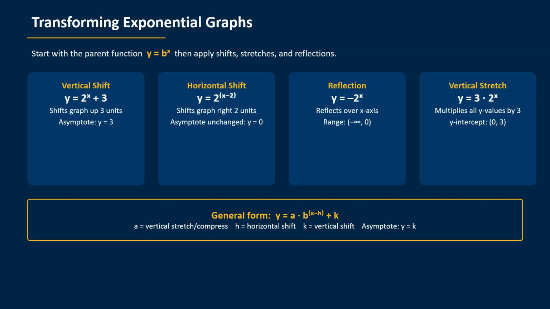A vertical stretch, such as f of x equals 3 times 2 to the x, makes the graph grow faster by multiplying every output by 3. The y-intercept moves from 1 to 3, but the horizontal asymptote remains at y equals 0. The general form combining all transformations is f of x equals a times b to the quantity x minus h plus k. Here, a controls vertical stretch and reflection, h controls horizontal shift, and k controls vertical shift.